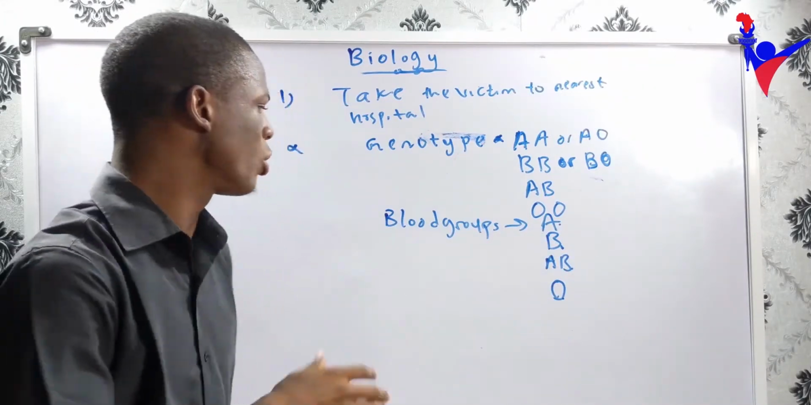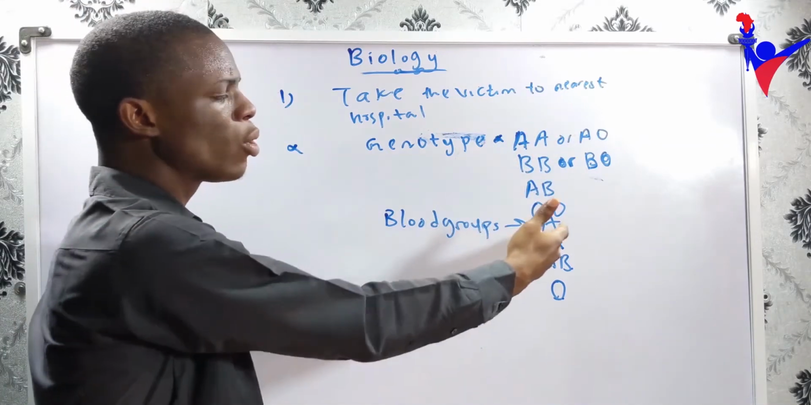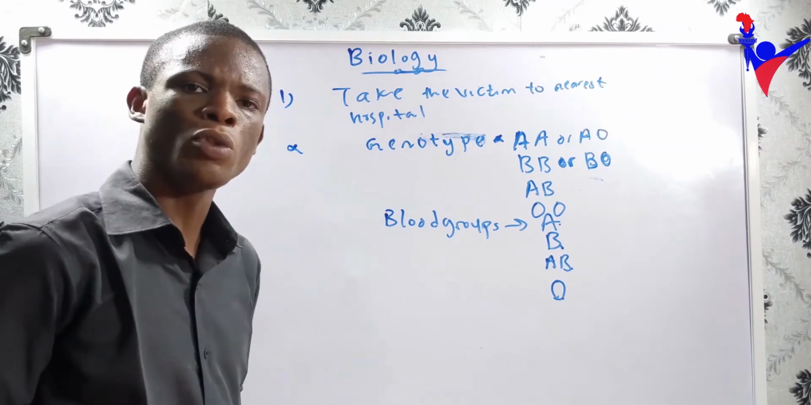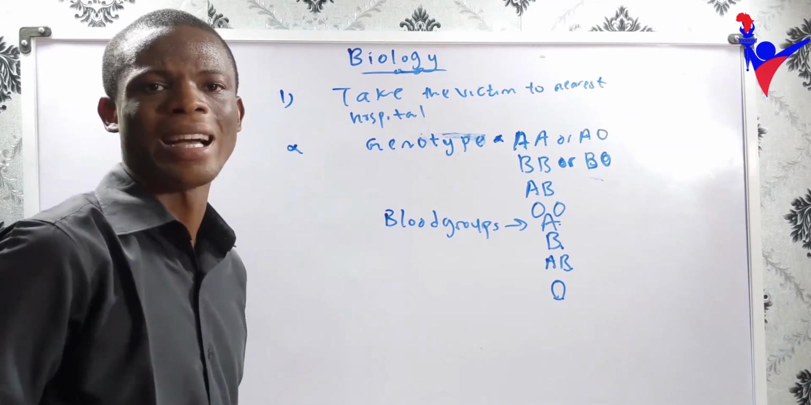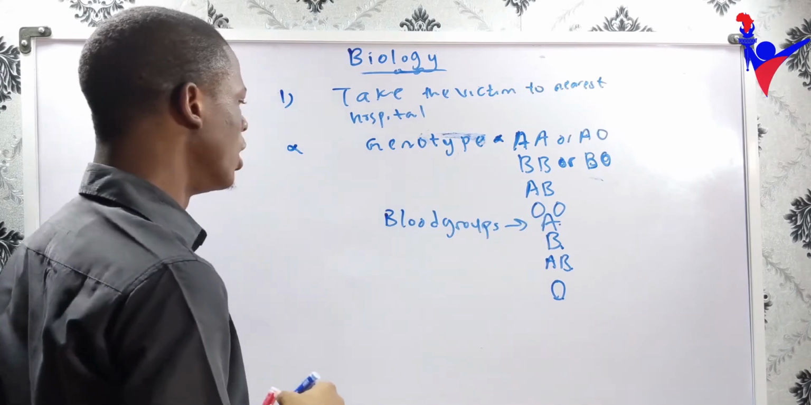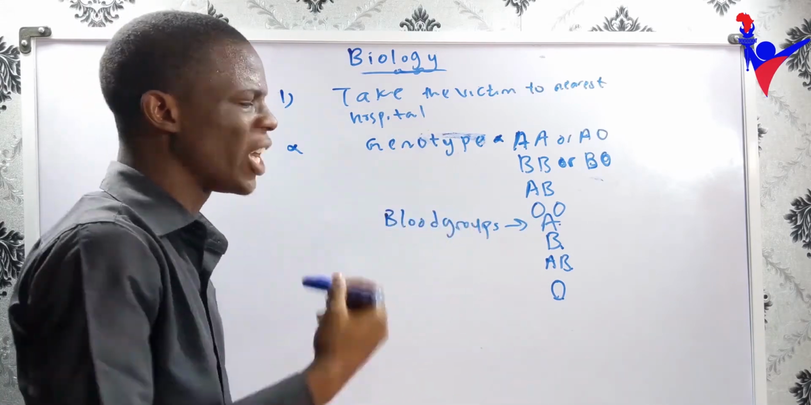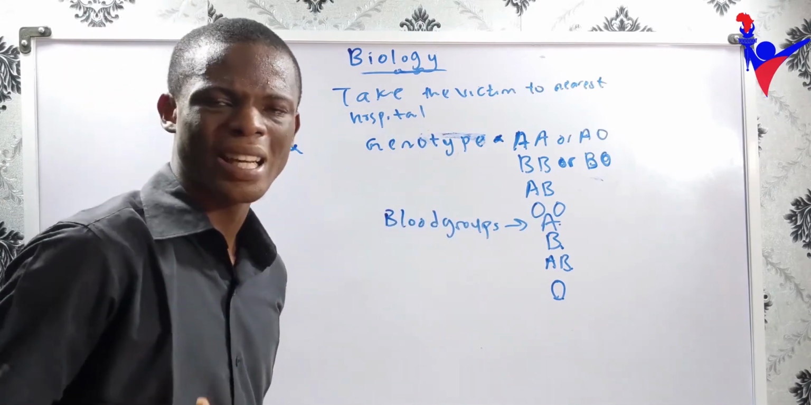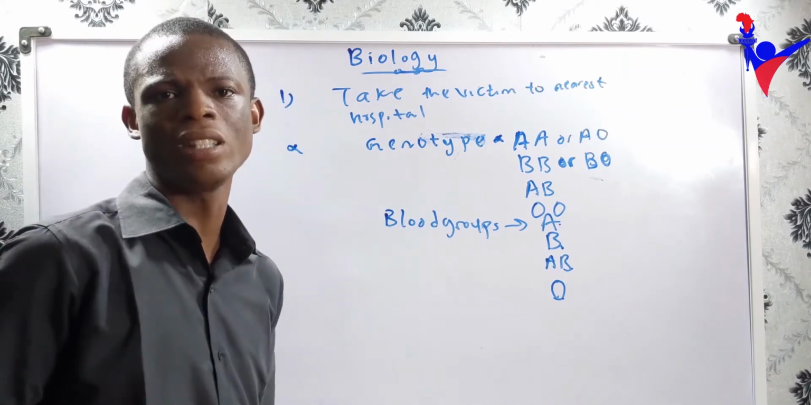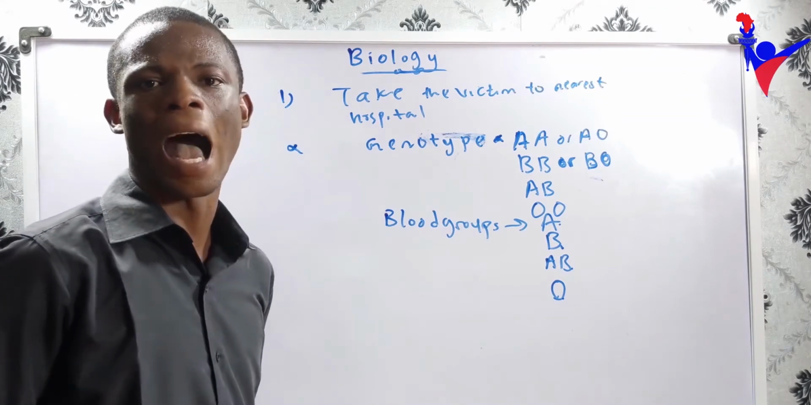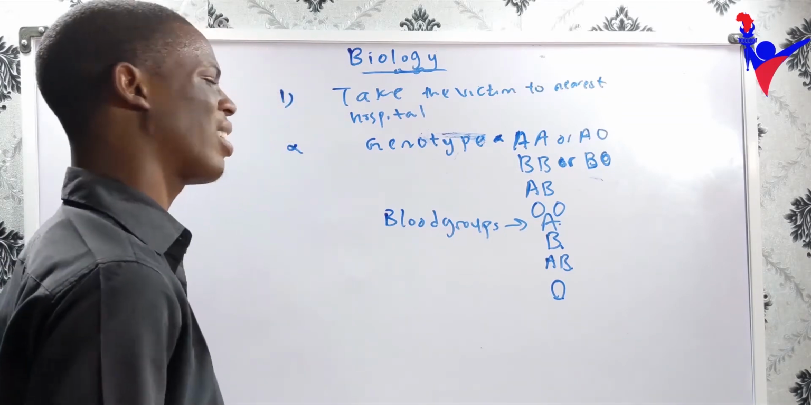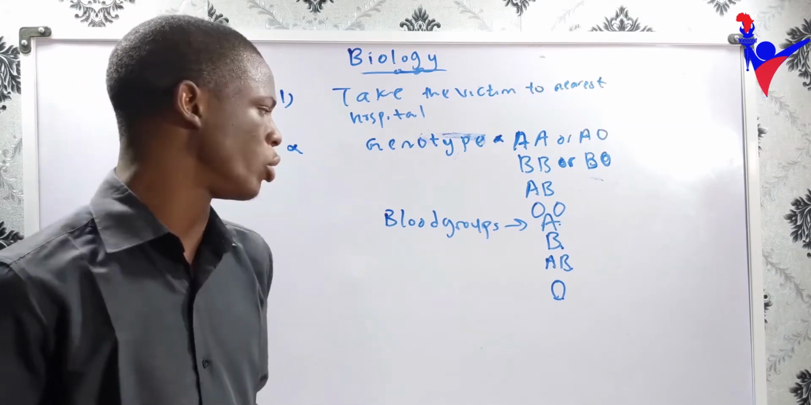After the genotype has been determined and we know the blood group, a successful transfusion of blood can now occur. Why is this necessary? It is necessary to avoid agglutination. Agglutination is the clumping of contrasting antigens and antibodies. So agglutination occurs when we have contrasting antibodies and antigen together.